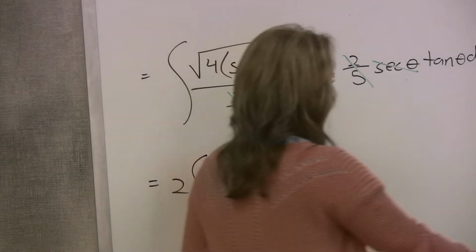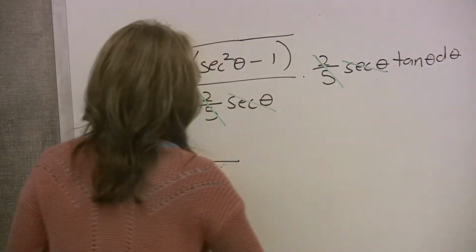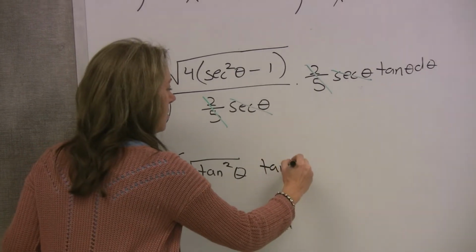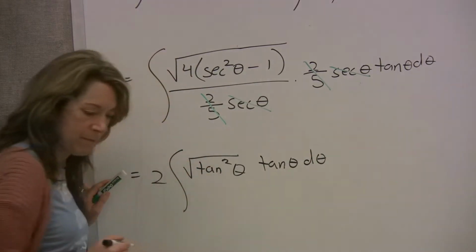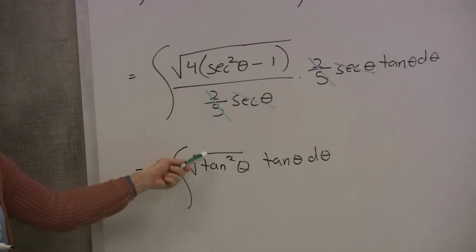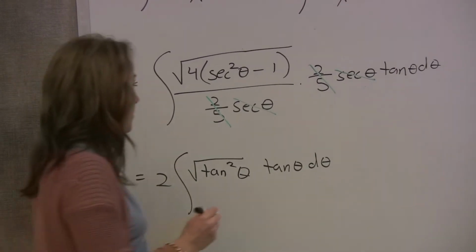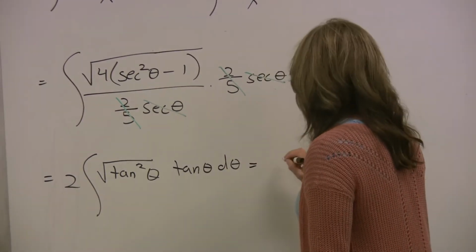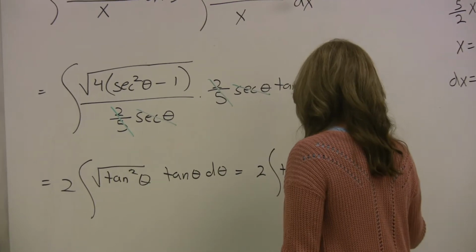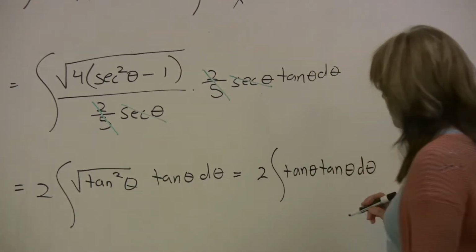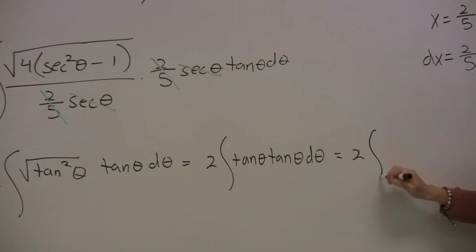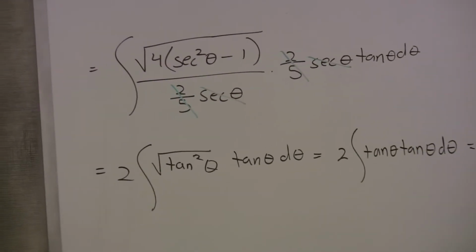Well, I don't even have a fraction anymore. Nothing's left in the denominator, and then I have another tangent theta over here, and a d theta. So the square root and the squared will reduce right here. That's the whole reason we do all this. So that's equal to 2 times the integral of tangent theta times tangent theta, d theta. Go ahead and combine those. That's a tangent squared theta.